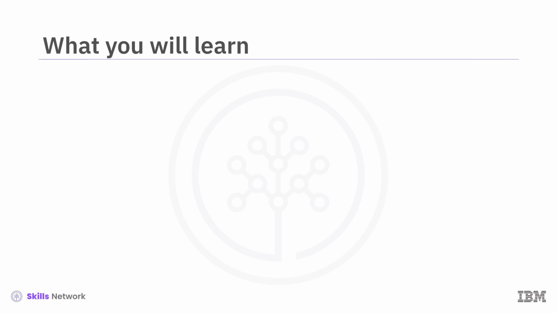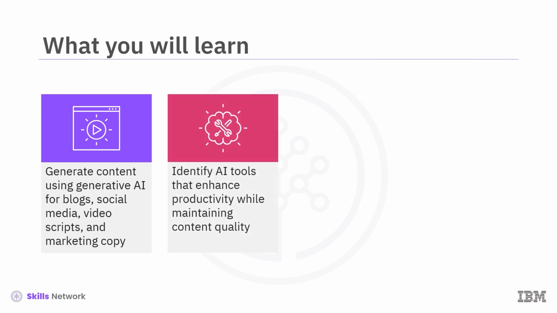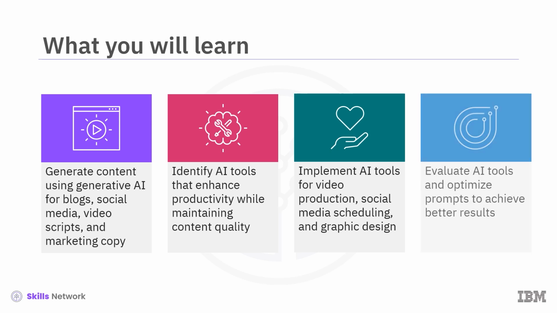After watching this video, you'll be able to leverage generative AI tools to streamline content creation across various formats, including blogs, social media posts, video scripts, and marketing copy. You will explore different AI tools, their capabilities, and how they enhance productivity while maintaining content quality. Additionally, you will discover AI tools that assist in video production, social media scheduling, and graphic design, helping to optimize content workflows. Finally, you will gain insights into selecting the right AI tools based on content goals and refining prompts for the best possible results.